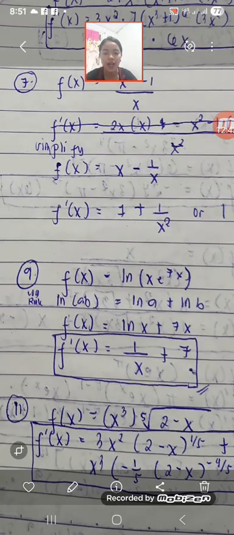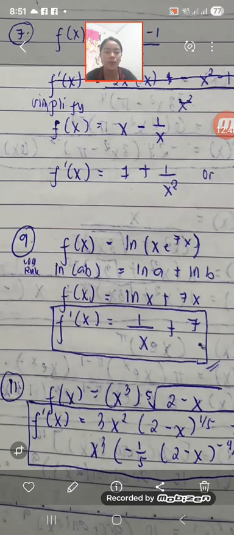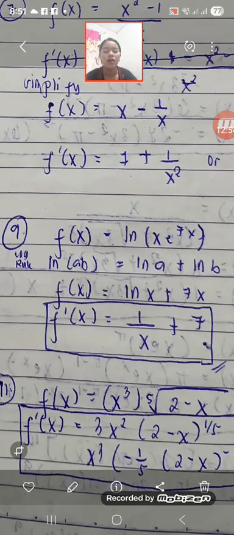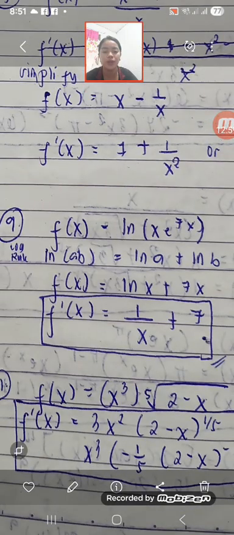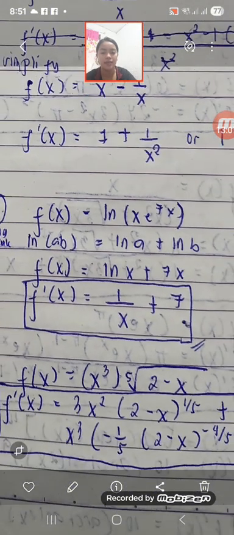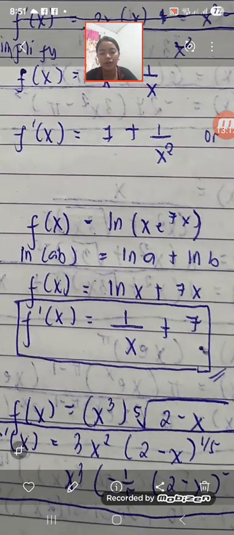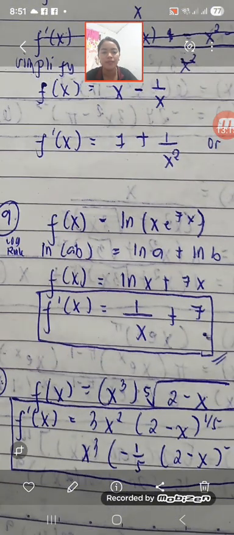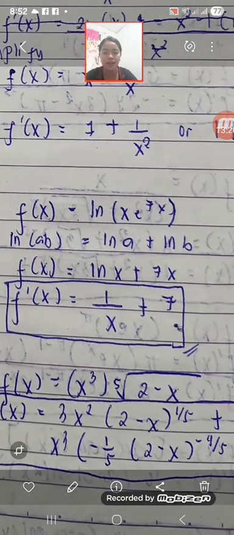Next one, item number 9. Now we have here f(x) is equal to ln(x e^(7x)). In this part, we need to use the log rule. According to the log rule, ln a plus ln b is ln ab. So our a here is x and our b here is e raised to the power of 7x. So we just need to add them. Now, to rewrite this one, we come up with ln x plus 7x.